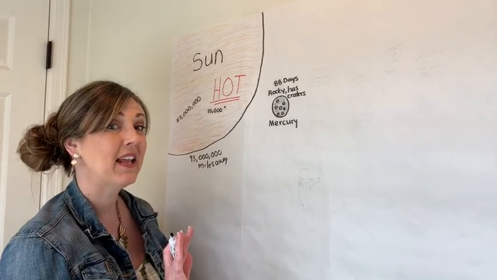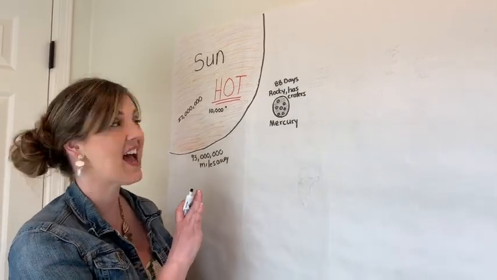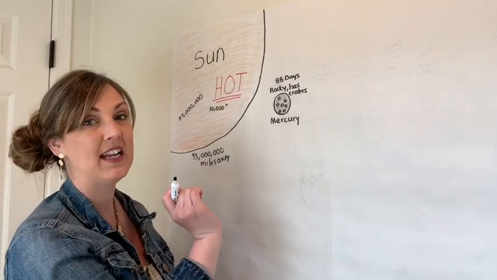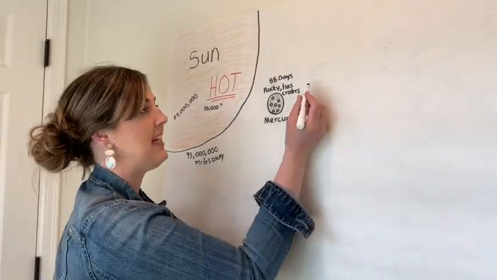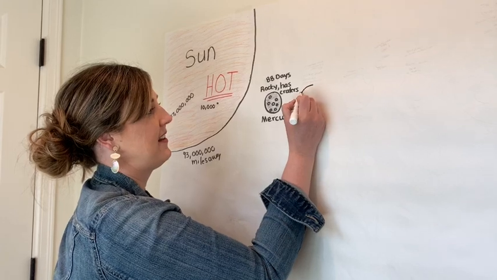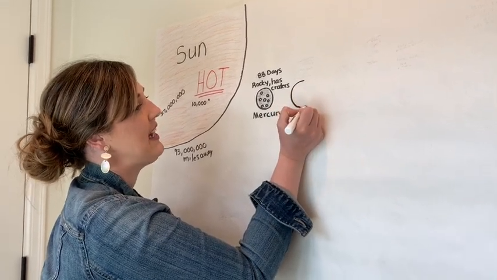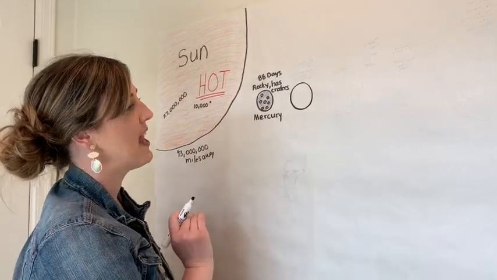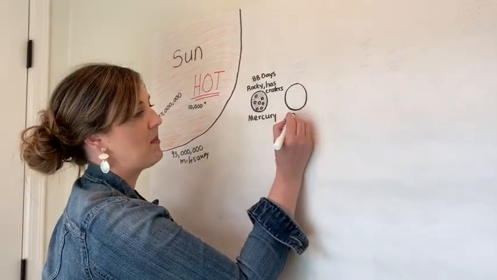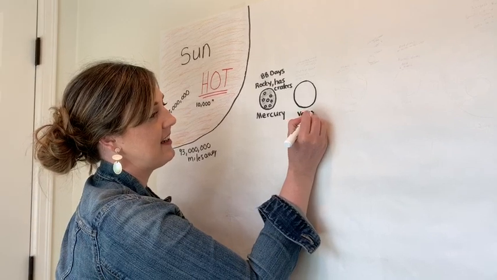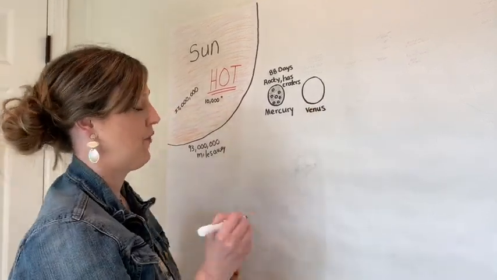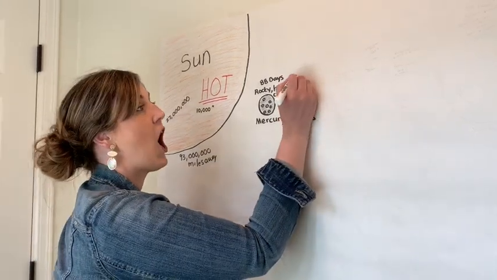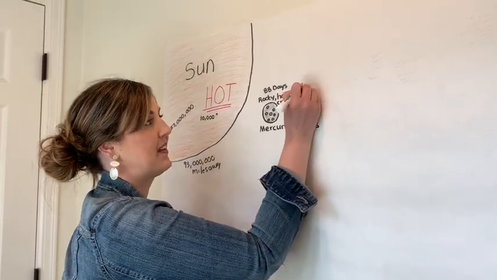The next planet, if I started from the sun and traveled to Mercury, the next planet I would run into is Venus. You'll notice Venus is a little bit bigger than Mercury, but Venus is a very different planet from Mercury. In fact, it is the hottest planet.